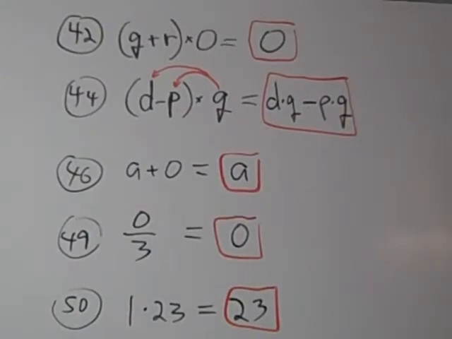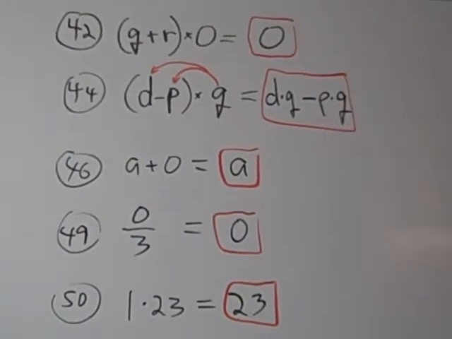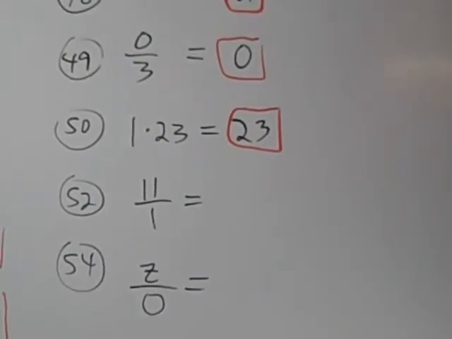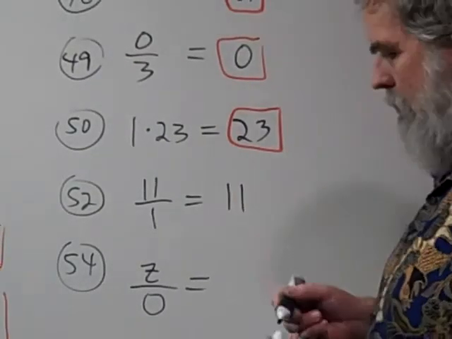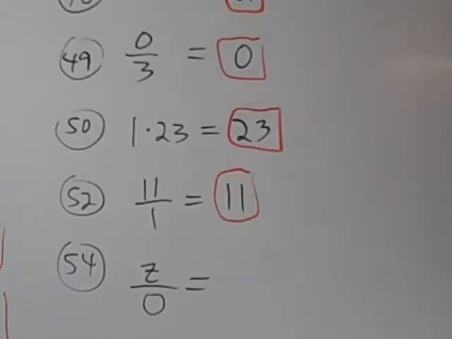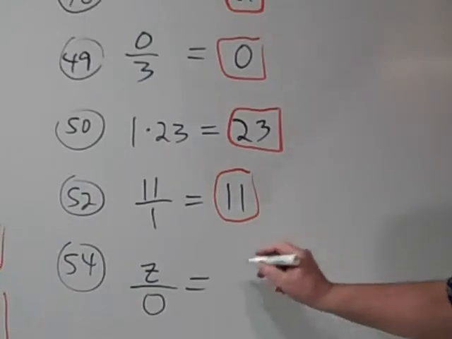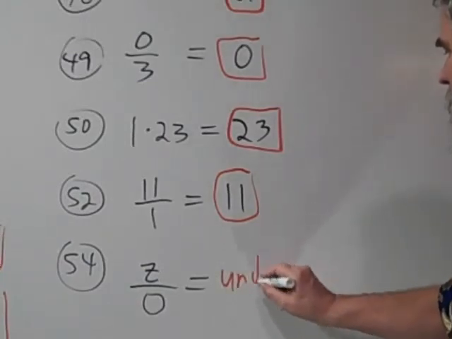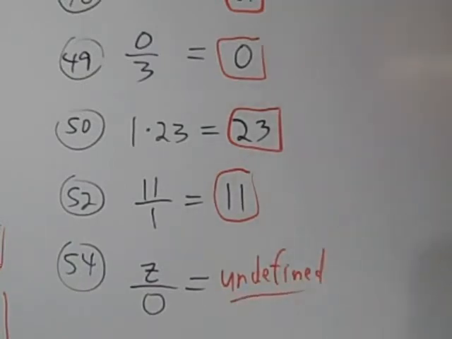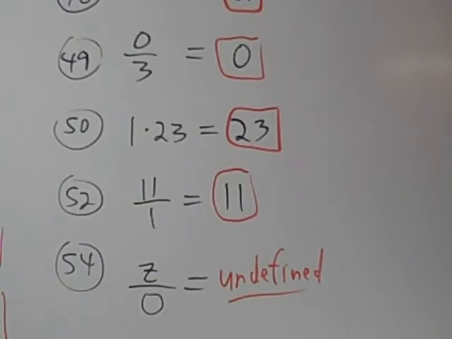So 11 divided by 1, anything divided by 1 is itself. So that equals 11. And anything divided by 0 is undefined. You cannot divide by 0. It is undefined.